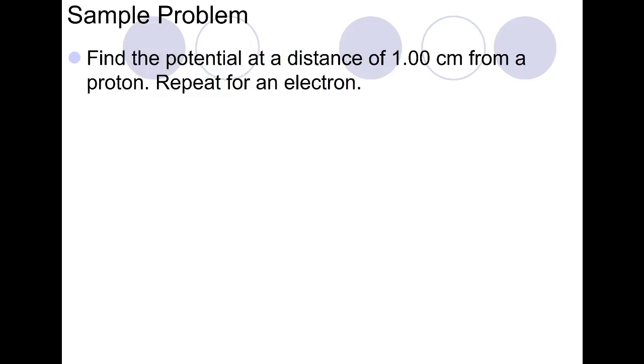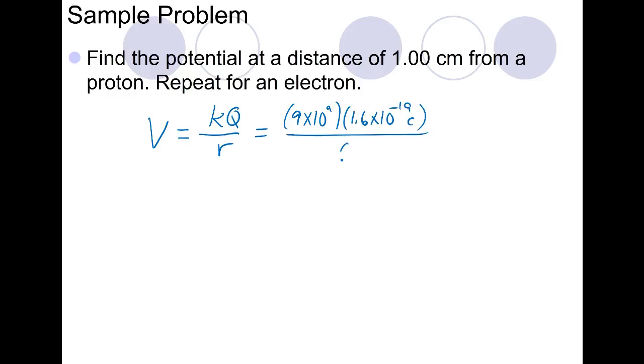So here's one example problem. Find the potential at a distance of 1 centimeter from a proton. Repeat this for an electron. So there are a couple of ways to think about this. We could start with the value of the electric field and go from there. But probably the easiest thing to do for a point charge is just to realize that it's equal to kq over r. So 9 times 10 to the 9th, 1.6 times 10 to the negative 19th coulombs, and r is 0.01 meters. So that's just 1.44 times 10 to the negative 7th volts.